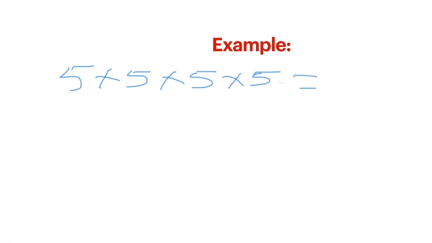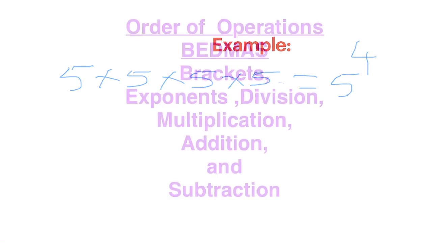Look at the blackboard. For example, 5 times 5 times 5 times 5. When we multiply the same number again and again, we can write it in a shorter form using an exponent. So we can write it as 5 to the power 4. It's the shorter form, and it's called the exponential form.